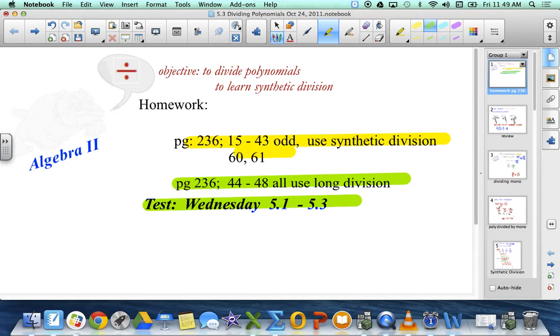I will give the review sheet for the test on Monday. So you'll have the review sheet and page 236 to do on Monday night. I have already put the review sheet on Haiku so that if you want to get it this weekend, you can.